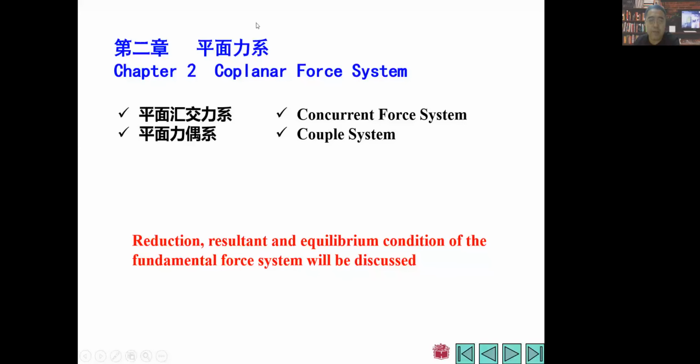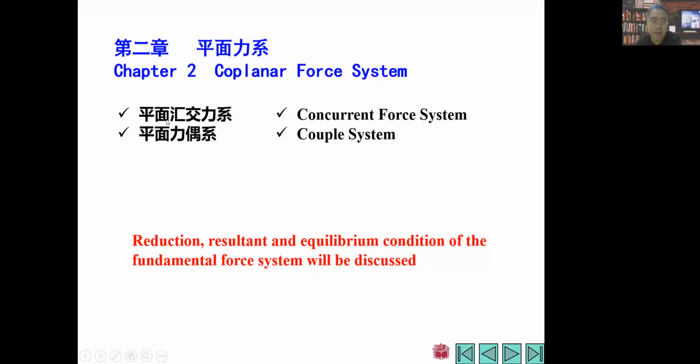I think I have mentioned once that it is very simple for us to denote some very complex meaning in Chinese. English is not very useful to denote some meanings because it always needs very long sentences to mean the same thing. So this chapter will talk about the coplanar force system. There are two kinds of force system. One is the concurrent force system.